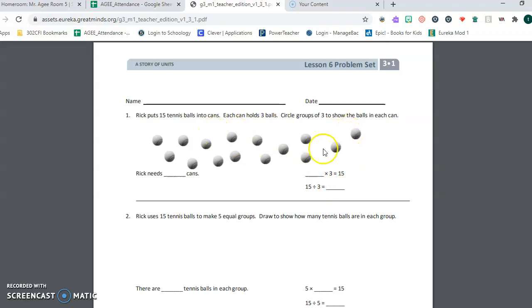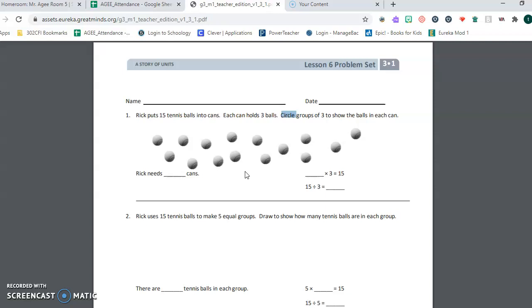So they have you doing a visual model here where you're actually to do this verb right here, circle. That means with your pencil, you're actually going to draw a circle around three balls and then draw another circle around three balls and do it until you run out, and you shouldn't have any leftover tennis balls. So at the end, what you're going to do is count how many circles you made.